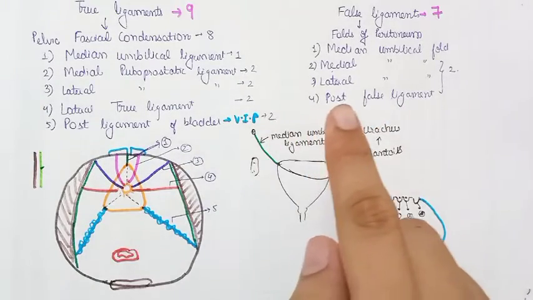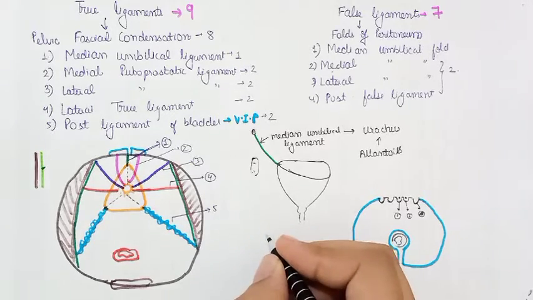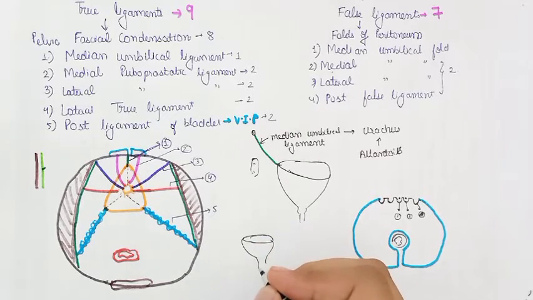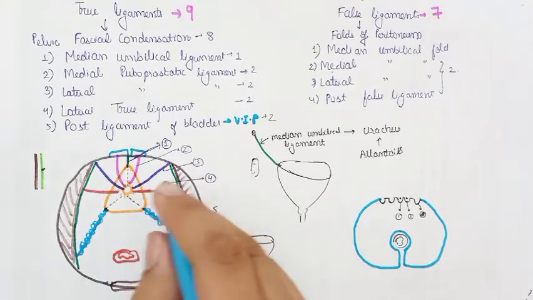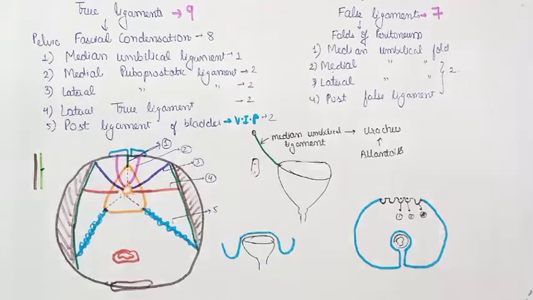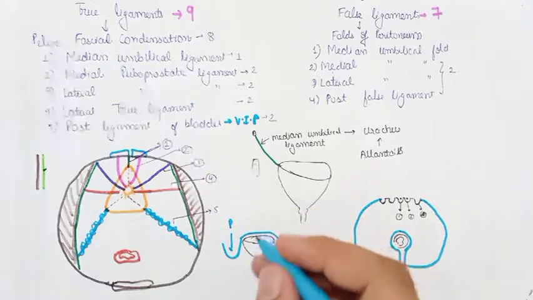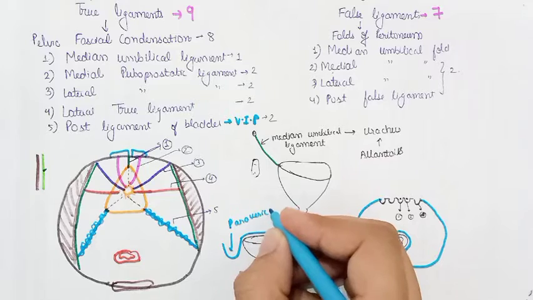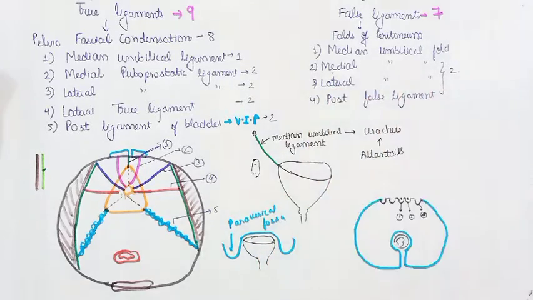For understanding the lateral umbilical fold, let's draw another diagram. Here you are seeing the urinary bladder and the fold of peritoneum above it. Along the sides here a fossa is formed on the fold of peritoneum, which is called the paravesical fossa, which forms the lateral umbilical fold.